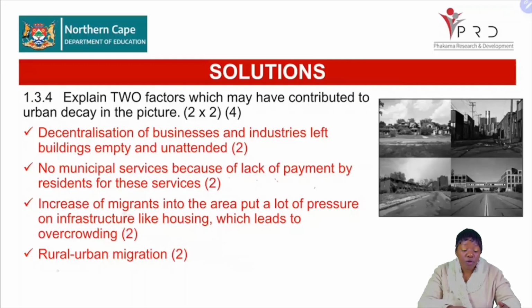And then rural urban migration, because urban decay is also because the people are moving from the rural areas to the urban areas in search of better opportunities. Then as soon as they don't find any employment and there are these buildings that are abandoned, they will also occupy those buildings. So rural urban migration is also a factor.